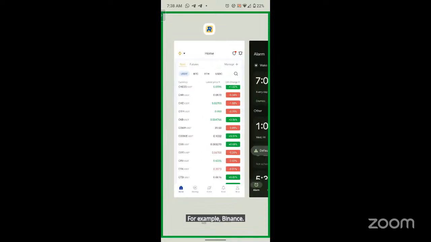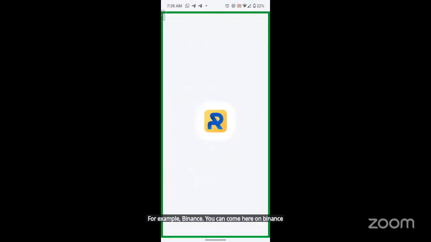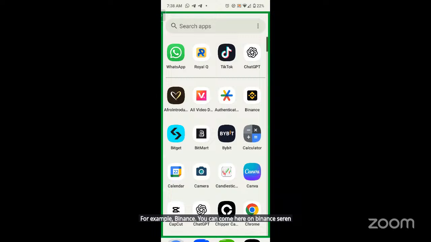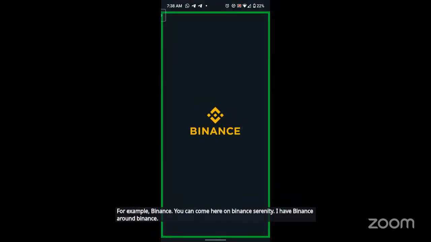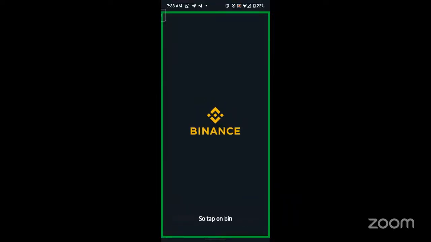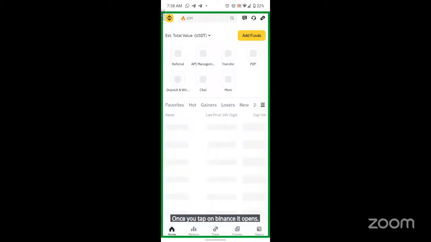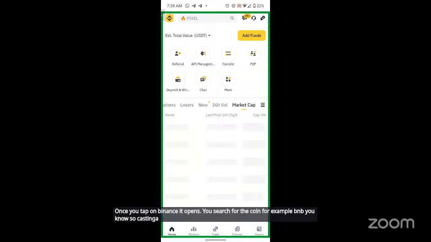You can come here on Binance. Sorry, this is Royal. I want Binance. So when you tap on Binance, it opens. You search for the coin, for example, BNB.